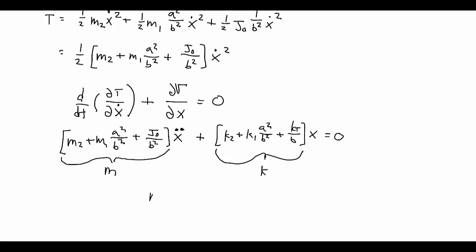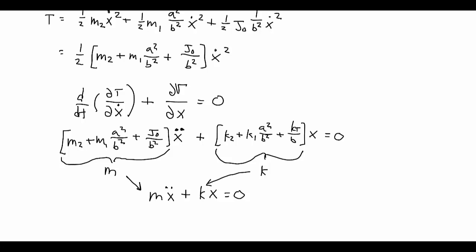So this simplifies down to this generic looking m x double dot plus k x equals 0. Any 1 degree of freedom system is going to look like this. So really our job in the modeling step is to figure out what is that equivalent mass, what is that equivalent k. So that's why we went through the Lagrange equations, why we came up with the T, came up with the V, so that we know what those are actually made of.